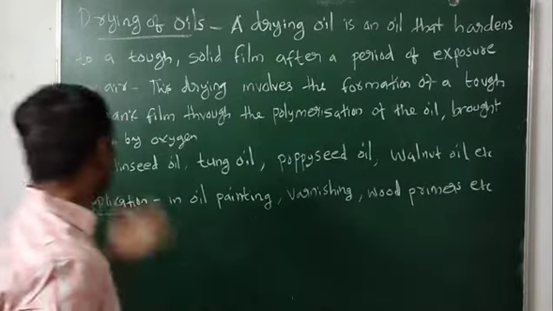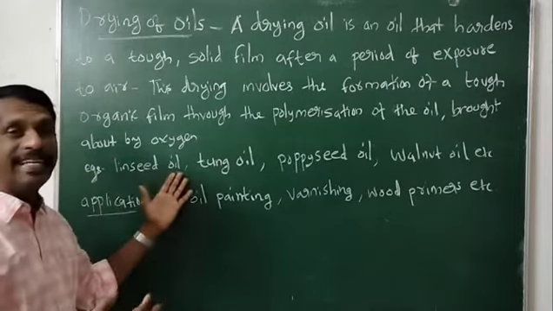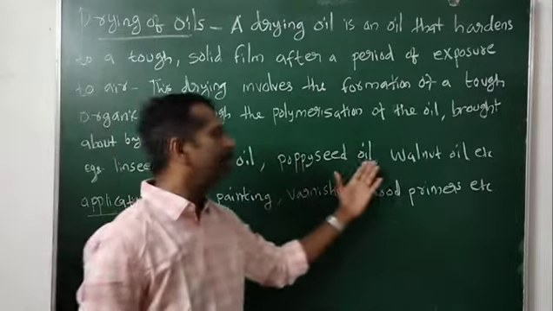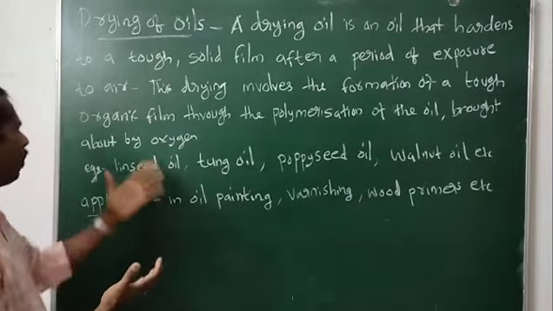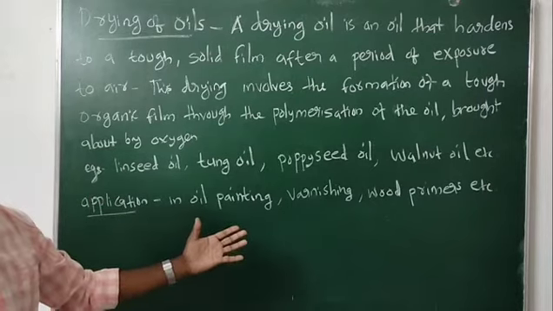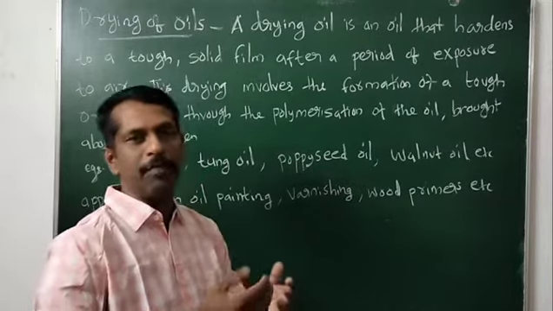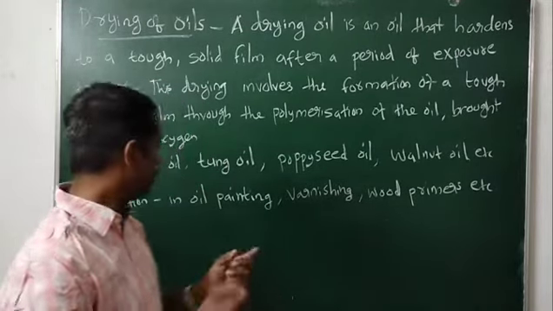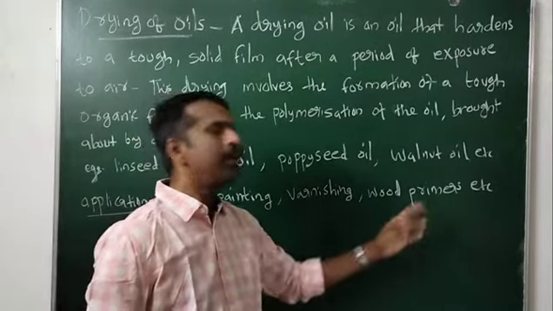Okay. Examples of drying oil: linseed oil, tung oil, poppy seed oil, walnut oil, etc. Application of drying oil: in oil painting. In oil painting, if you use such oil, after a period of time it will change into a tough solid film. So it is used in oil painting, varnishing, wood primers, etc.